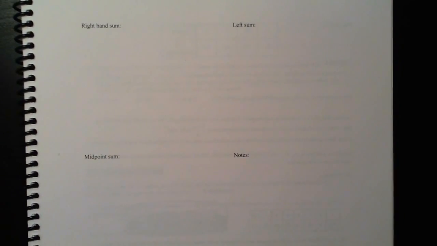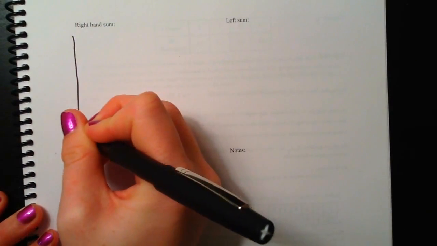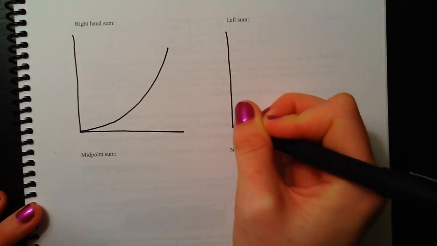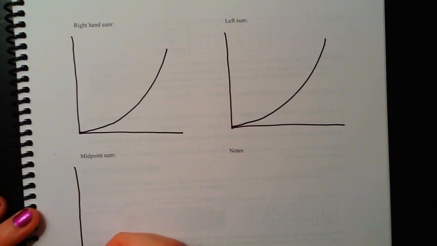So we've got 3 different things that we can look at here. We've got right-hand sums, left-hand sums, and midpoint sums. That's basically what I just wrote out. So 2 pictures. So we're going to sketch out that exact graph that we were just looking at. So sketch it out 3 times. Same parabola. I'll do my best to make them approximately the same.